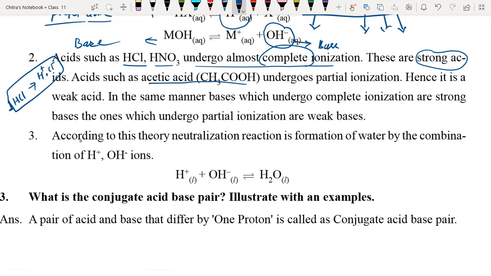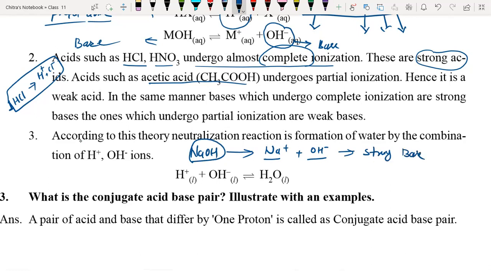Very easy. Yes, sir. Likewise, we have bases also. Suppose we have NaOH, sodium hydroxide. When we dissolve it in water, it gives Na positive and OH negative ions. That means all the NaOH will dissociate to form Na positive and OH negative ions. So they are called strong bases.